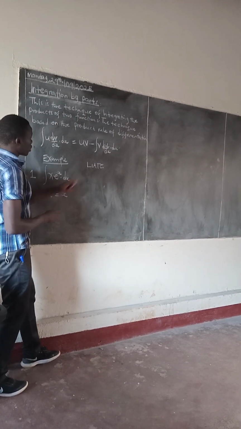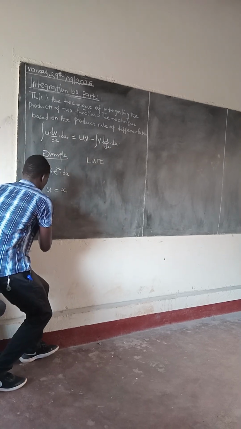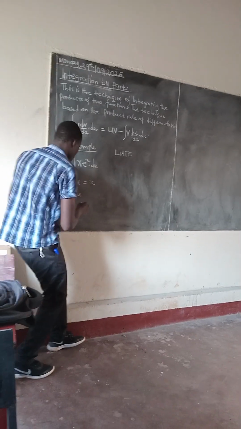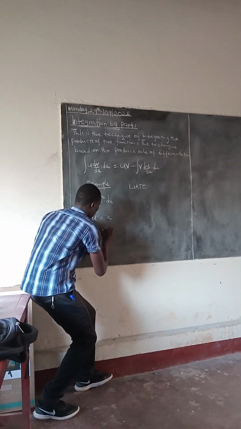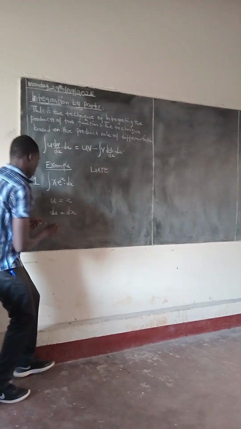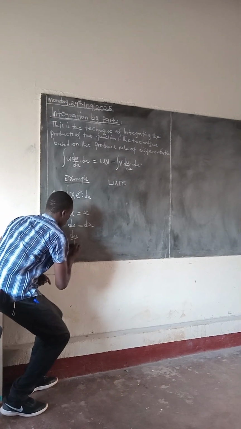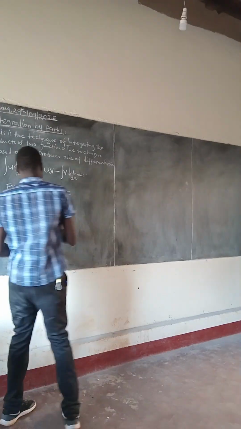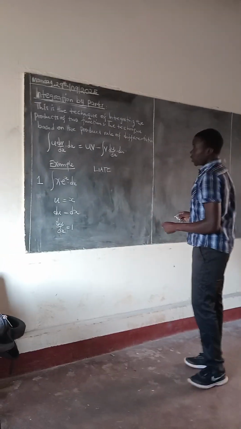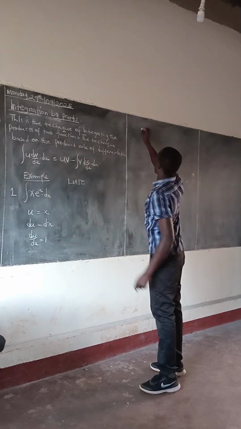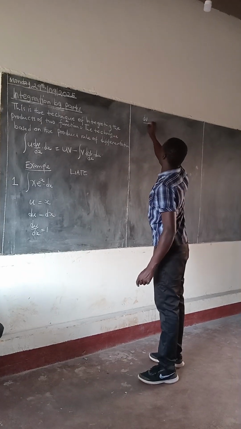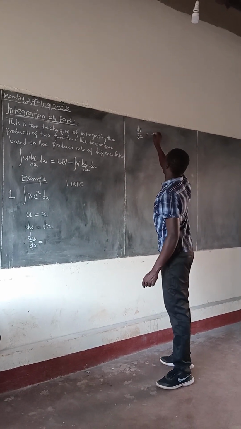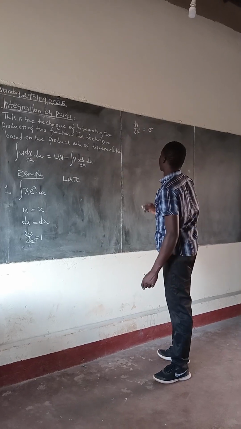When we differentiate u with respect to x, we get du/dx, therefore our du/dx should be equal to 1. That is our du/dx. To get the v, we say dv/dx should be equal to e^x.